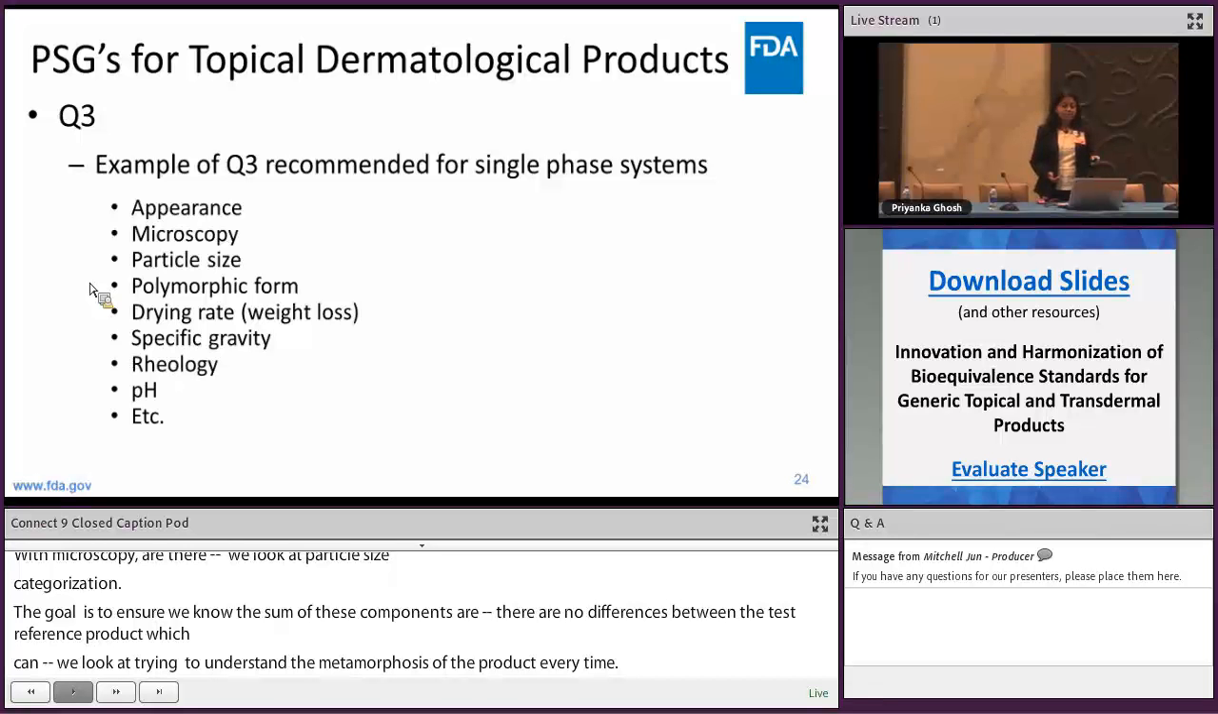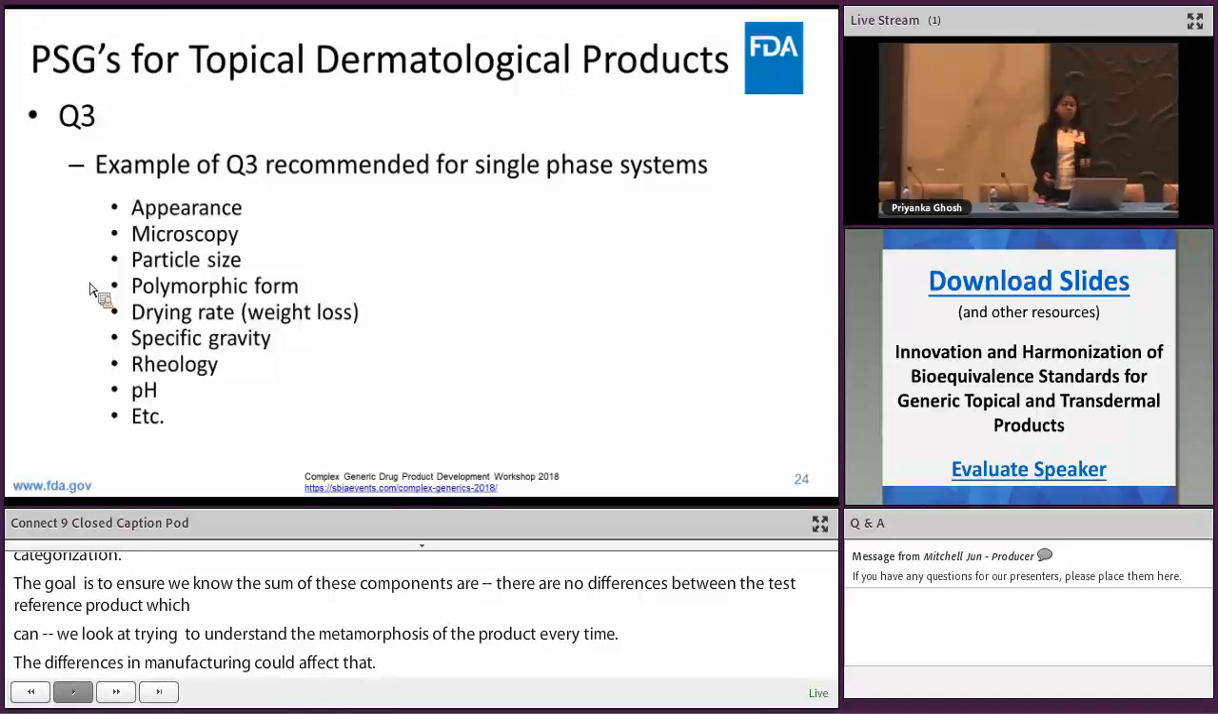We try to look at specific gravity, rheology, pH, again in an effort to match all the critical Q3 characteristics in an effort to ensure that the bioavailability from the test product would be similar to that of the reference.